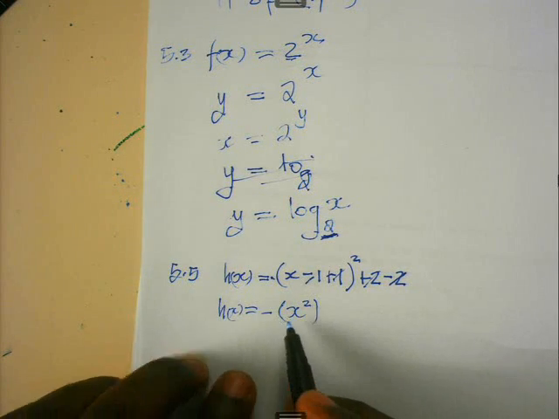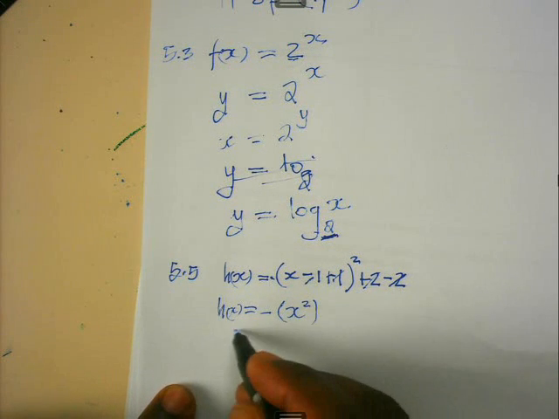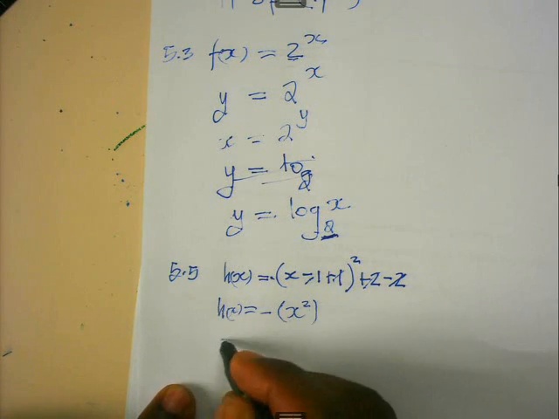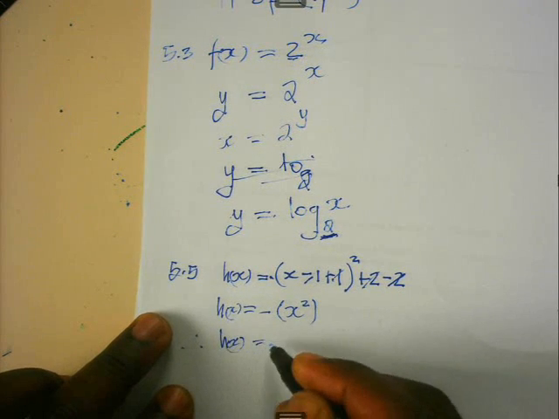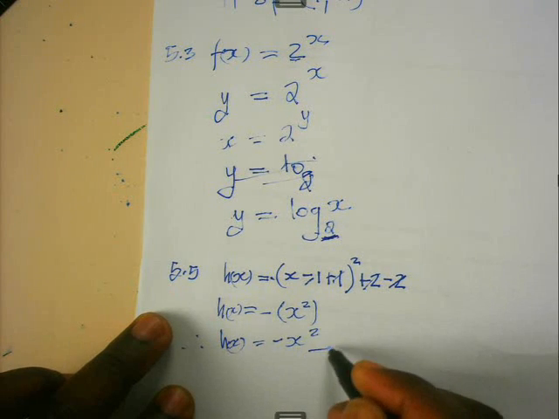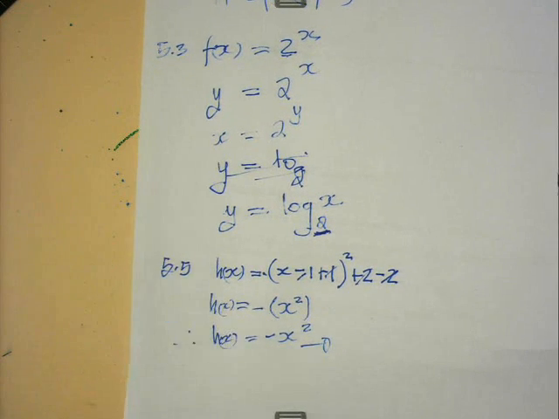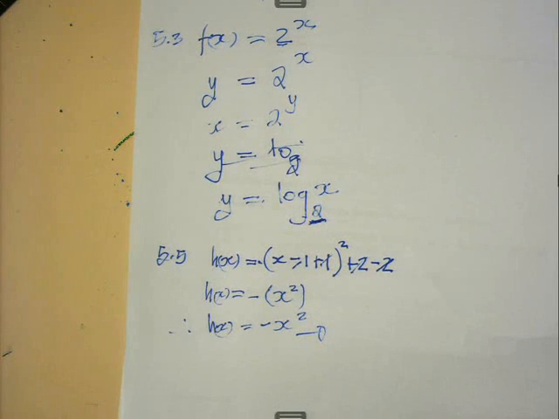But now I must open the bracket, so I must multiply everything by the negative which is outside the bracket. Therefore, the equation of h of x is going to look like negative x squared. So that is the new equation for h of x. I hope we have got that one right.